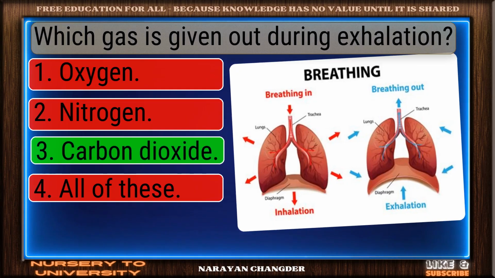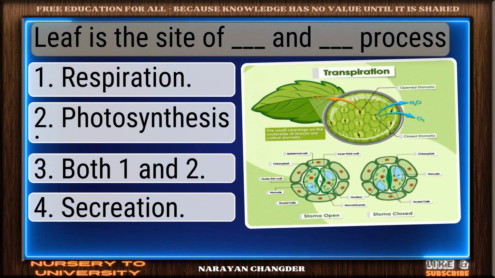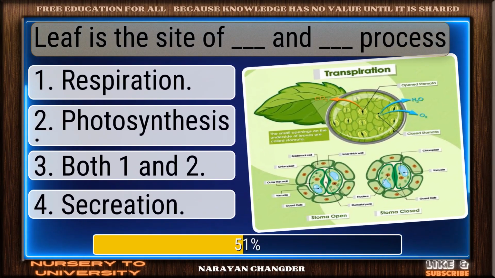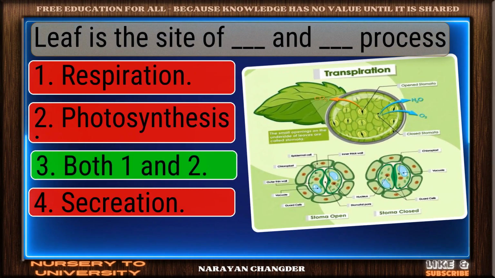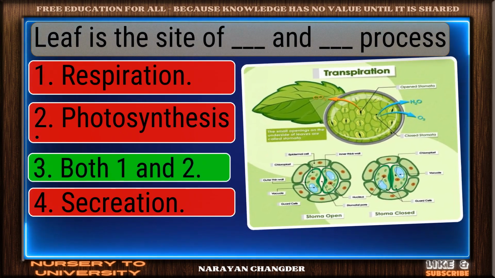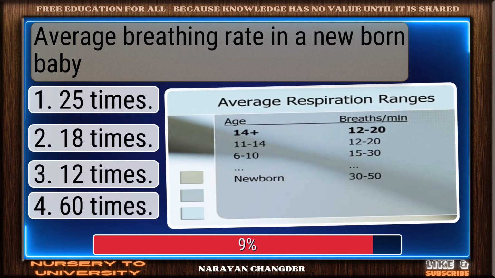Perfect. Carbon dioxide is the correct choice. Question number 109. Leaf is the site of dash and dash process. You're right. Both 1 and 2 is the correct answer. Question number 110. Average breathing rate in a newborn baby?